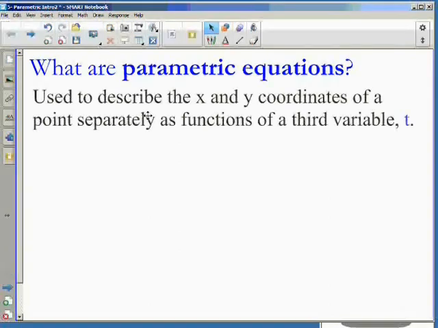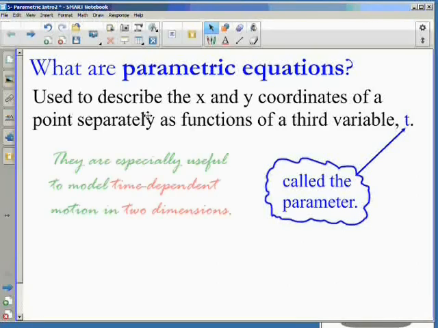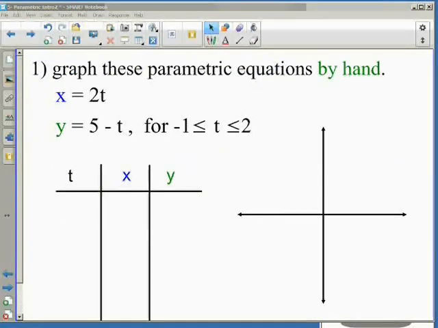When we talk about parametric equations, we're looking at equations that are used to describe x, y, and possibly z coordinates of a point separately as a function of a third variable, typically t for time. That third variable is called the parameter. And they are especially useful to model time-dependent motion in two dimensions. So you'll see some of this in physics.